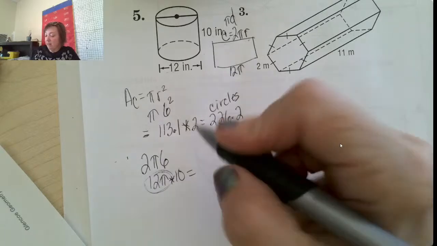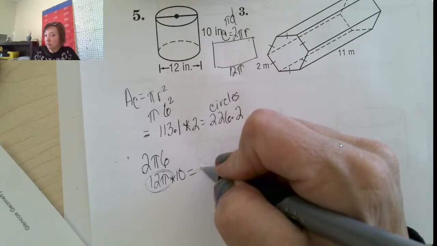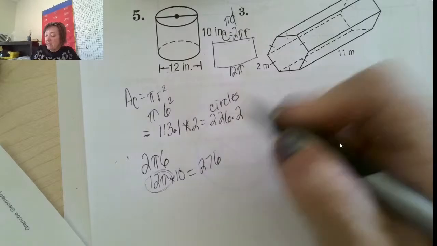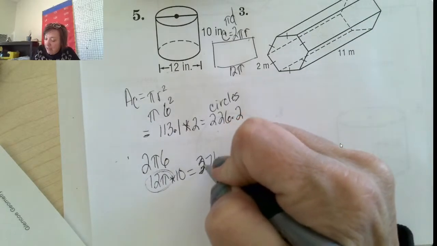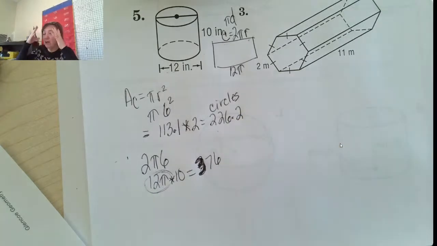So what is the area of that rectangle? 276? So is that what you said? 376. I'm sorry. I can't hear very good today. All these allergies got my head all kinds of clogged up. All the pollen.